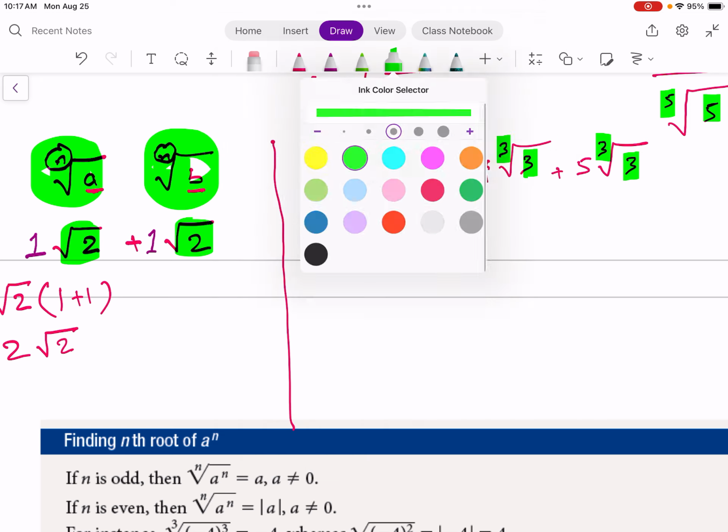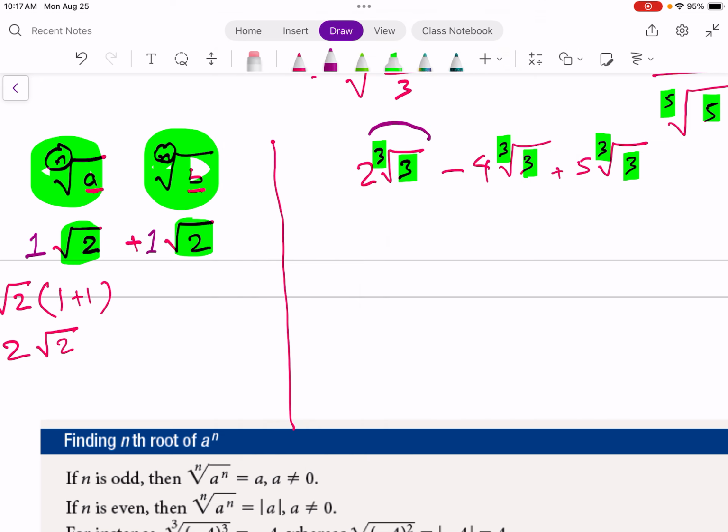Or you can skip here. So you can take this expression as x, just take this as x in your mind. So if this is x, then this is 2x minus 4x plus 5x. And what is that equal to? So 2x minus 4x is minus 2x. Minus 2x plus 5x is 3x, right? So this is 3, and in our case, x is the cube root of 3. So 2 minus 4 is minus 2, plus 5 is 3. And do not forget this radical expression.